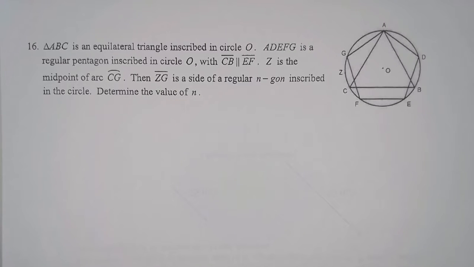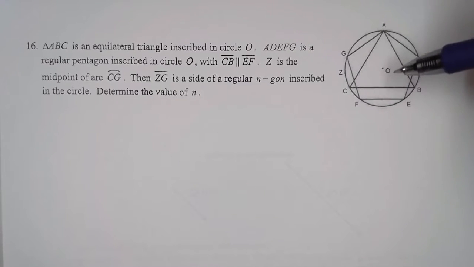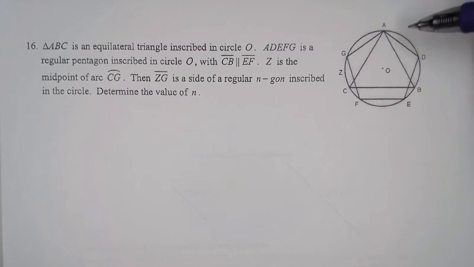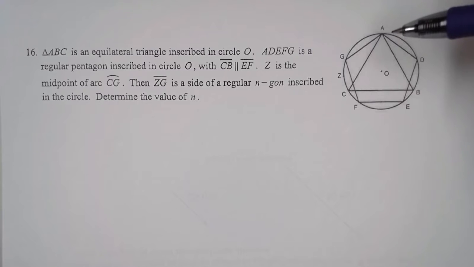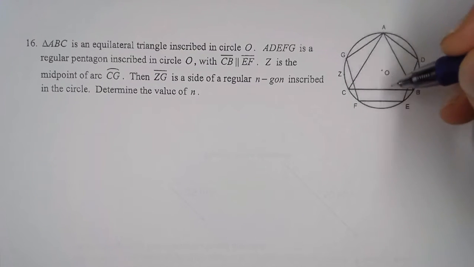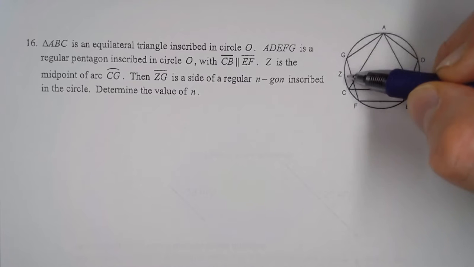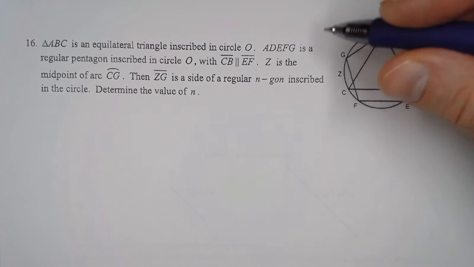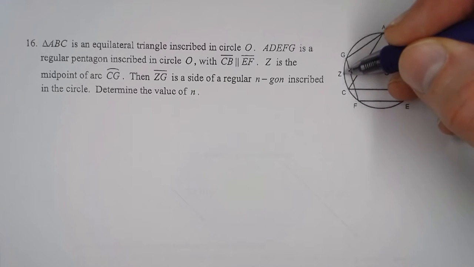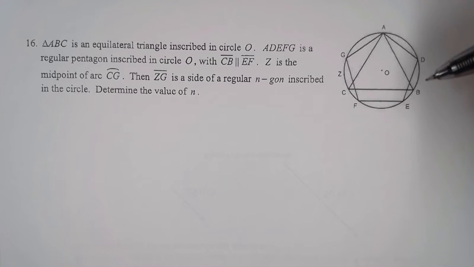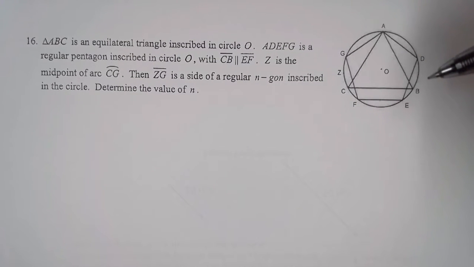In this problem, they tell us that ABC is an equilateral triangle inside circle O. They also give us that ADEFG is a regular pentagon inscribed in circle O. And they tell us that CB and EF are parallel. Z is the midpoint of arc CG. Then they tell us that ZC, the segment, is the length of a regular-sided n-gon inscribed in the circle. We want to determine the value of n.